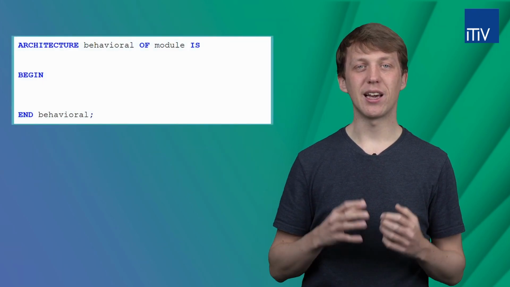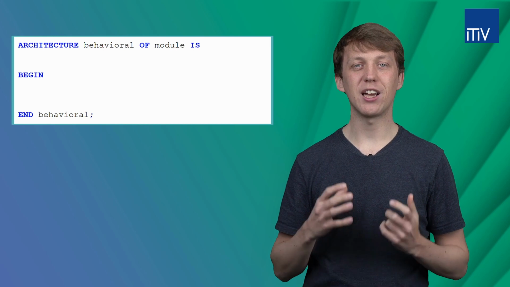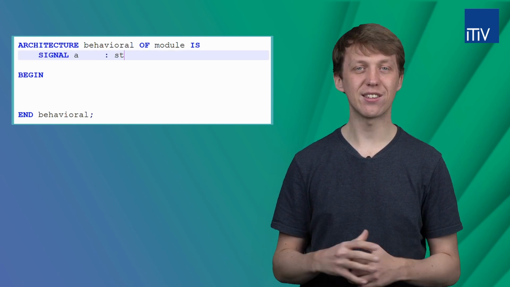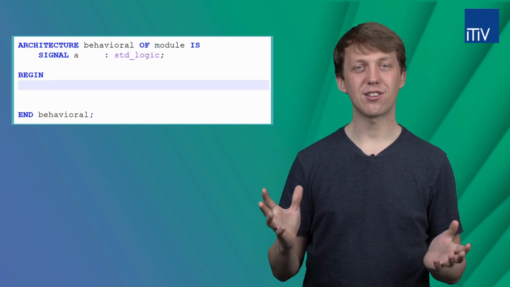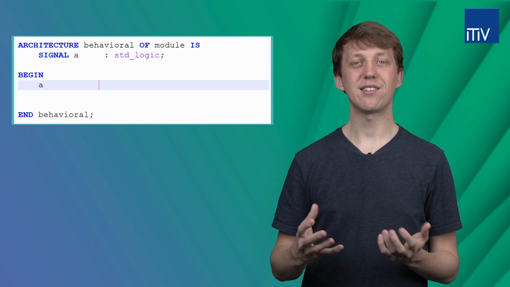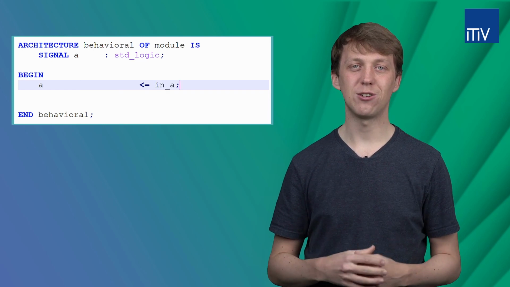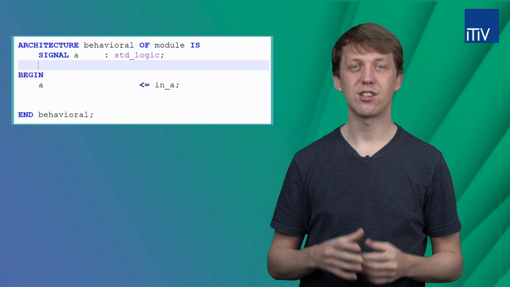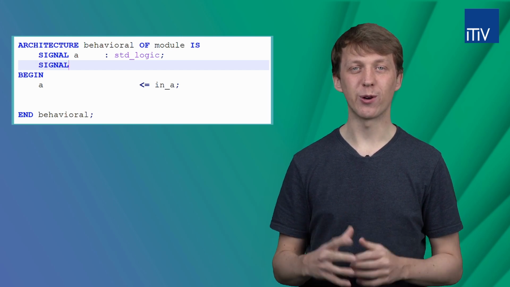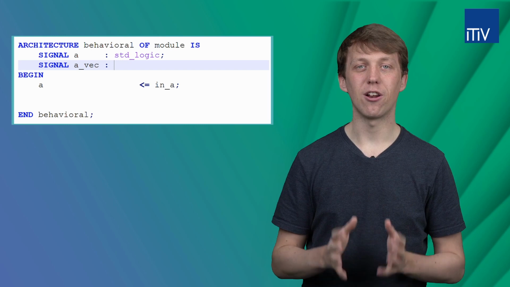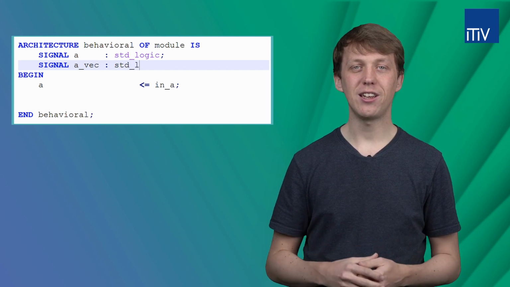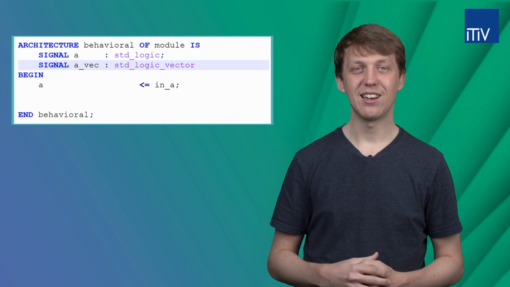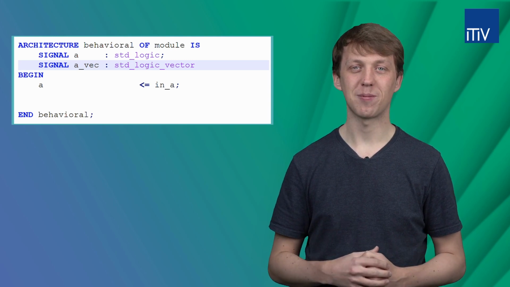Here you can see the empty architecture description I already prepared to show you how to use STD logic and STD logic vector. Let's start with the former. In this case, there is no difference to the type bit. As you can see, instantiation and assignment work the same way. For STD logic vector, we additionally have to define the size of the vector. In this case, let's just choose 8 bits.